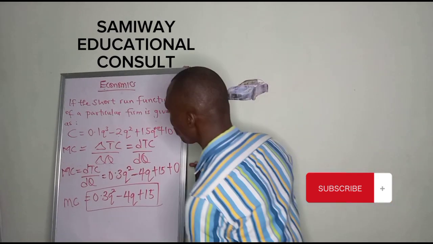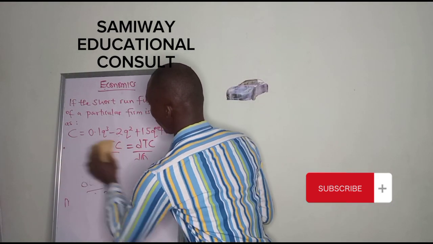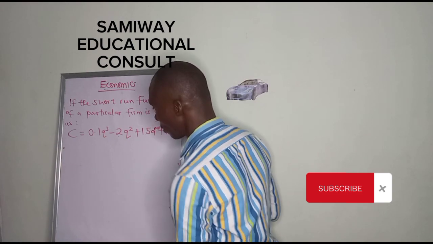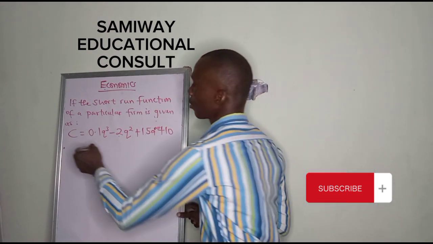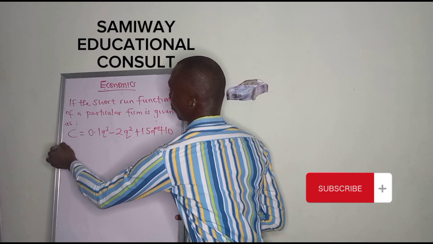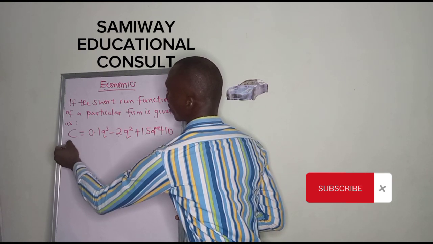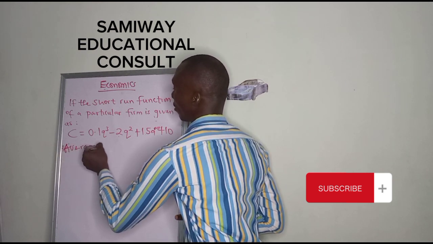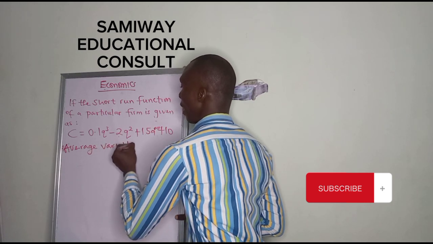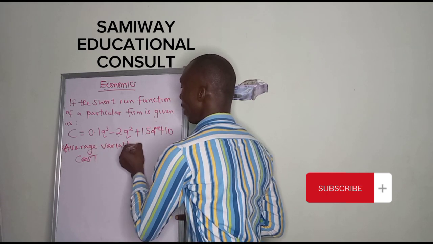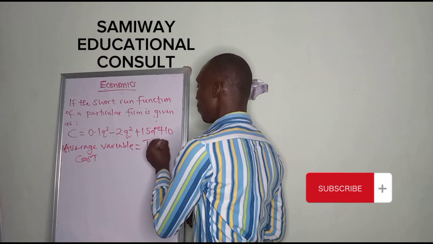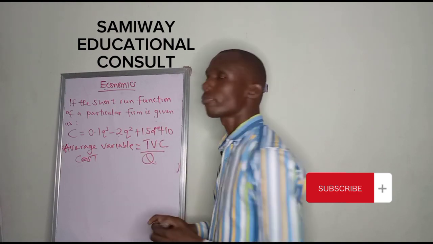Now, the second question we are given, very tricky question. They ask us to calculate total average variable cost. Average variable cost. Your average variable cost is total variable cost over Q.